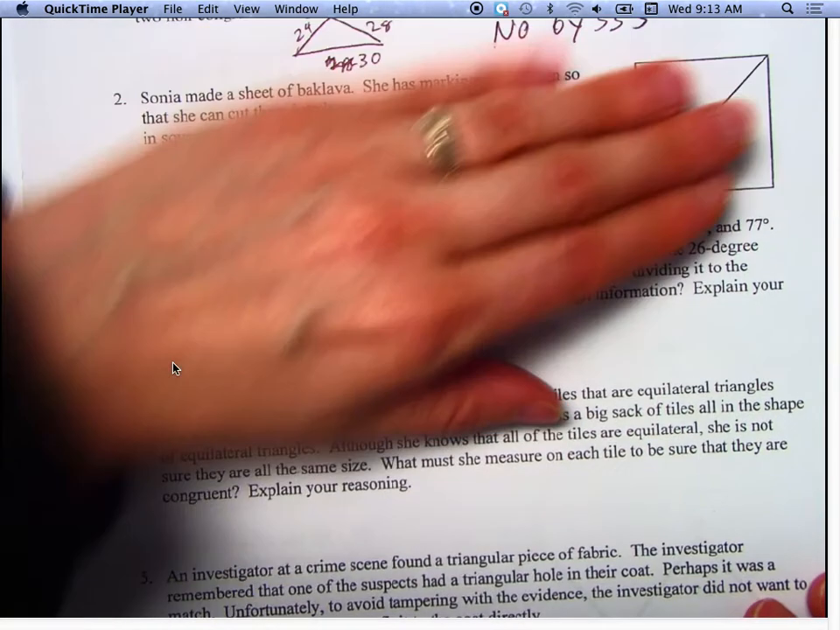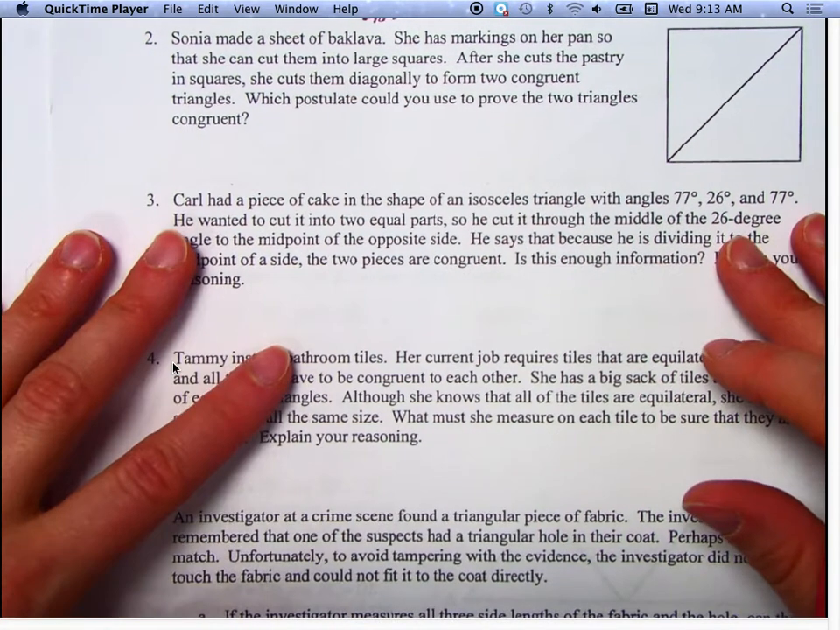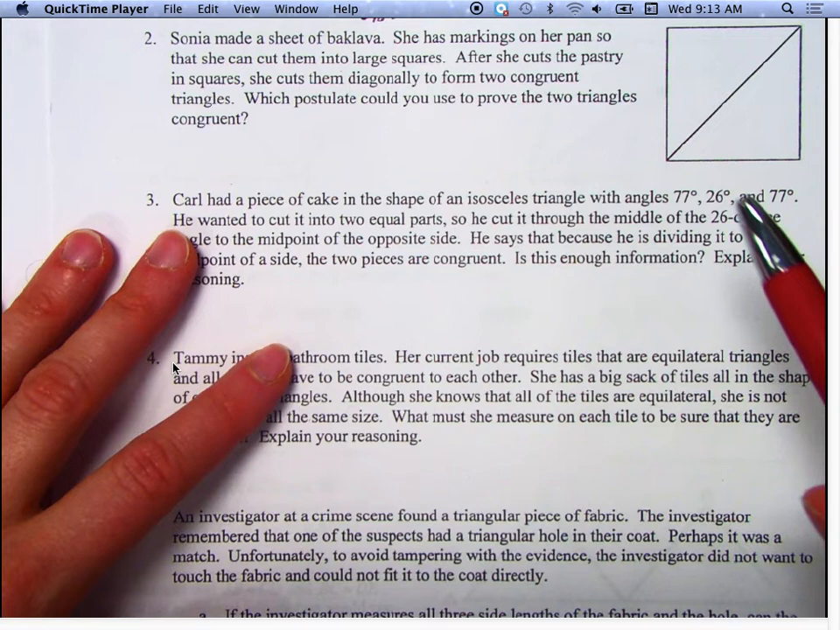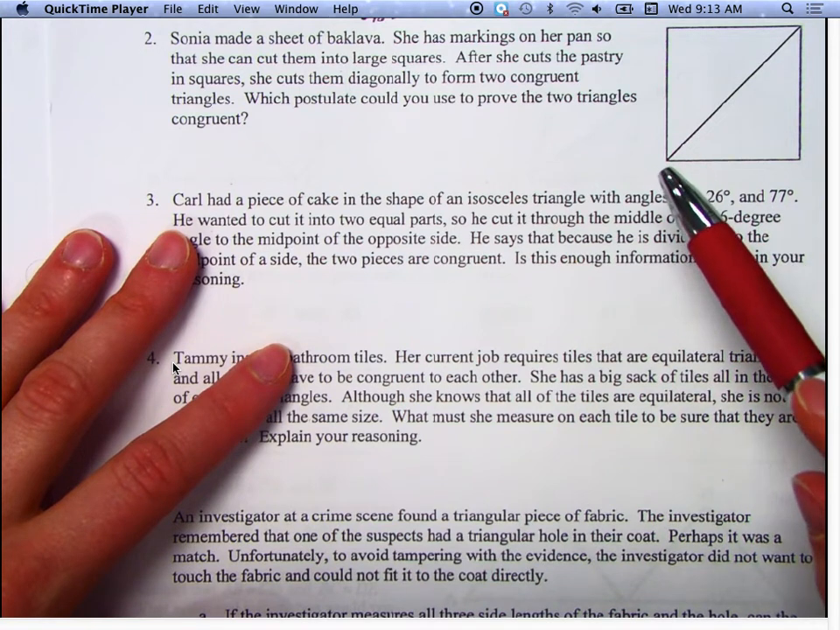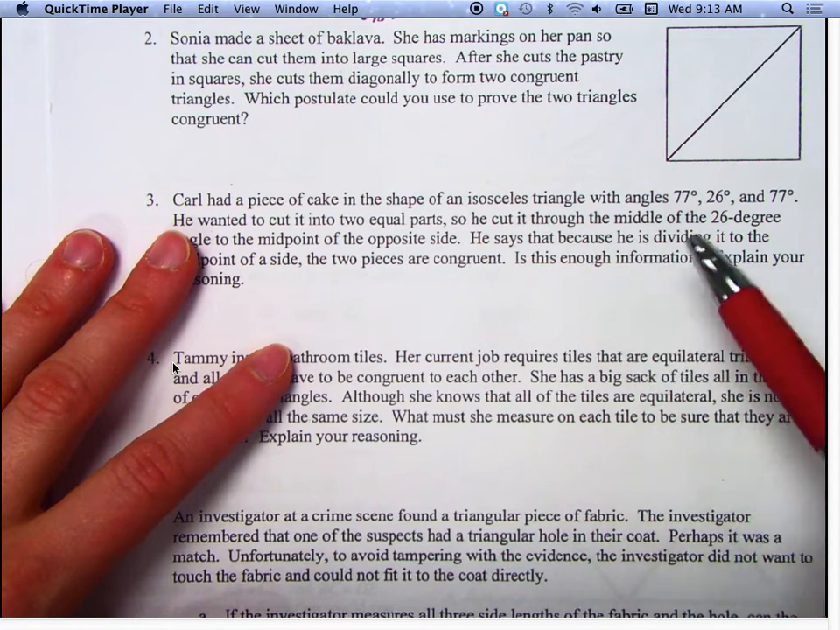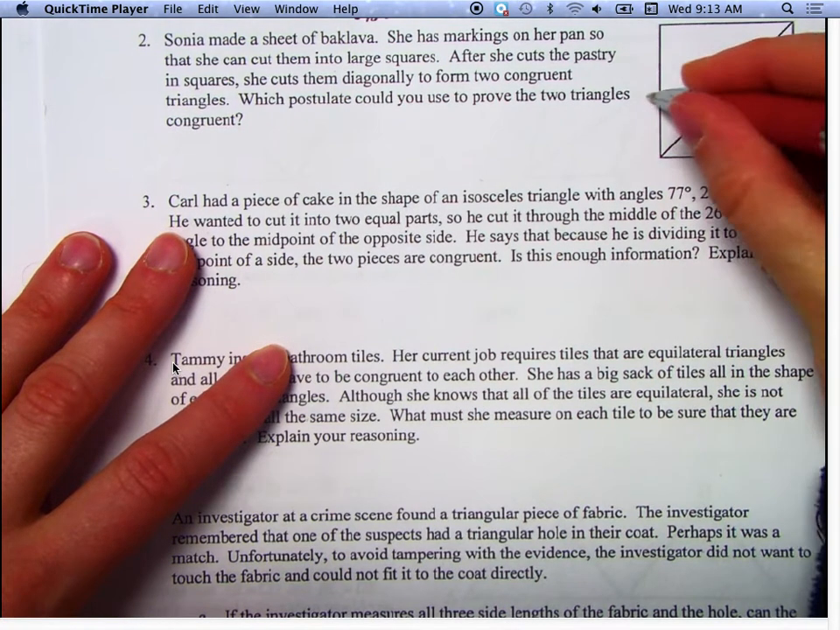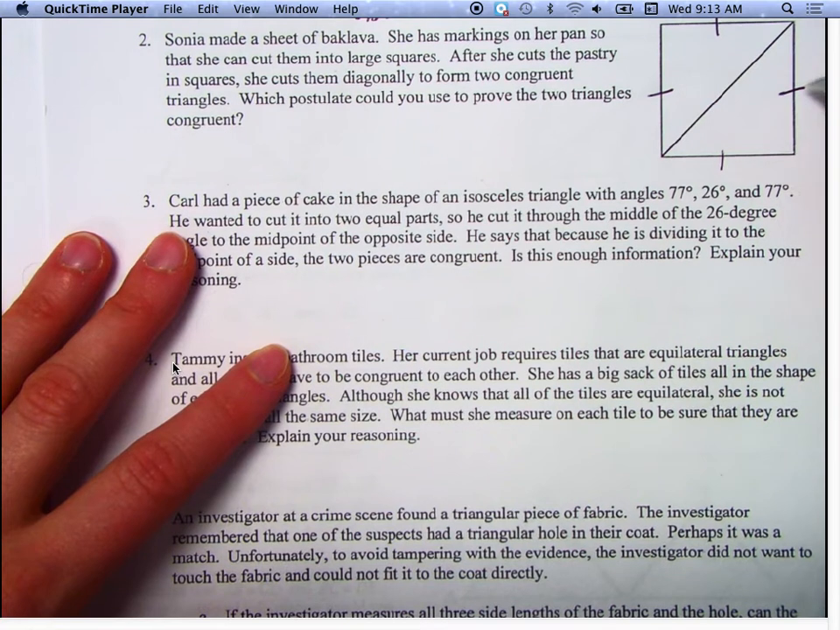So I'm going to look at problem number 2. Sonia made a sheet of baklava. She has markings on her pan so that she can cut it into a large square. After she cuts the pastry in squares, she cuts them diagonally to form 2 congruent triangles. What postulate would you use to prove that the 2 triangles are congruent? What do we know about squares, guys? What do we know about the length of the sides of the squares? All sides are equal, so I can say all these sides are the same length, right?